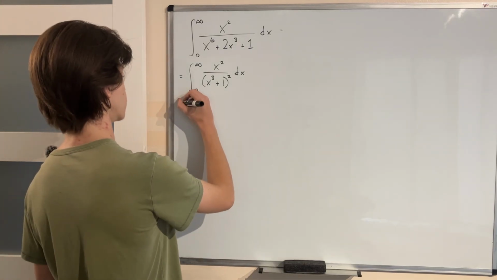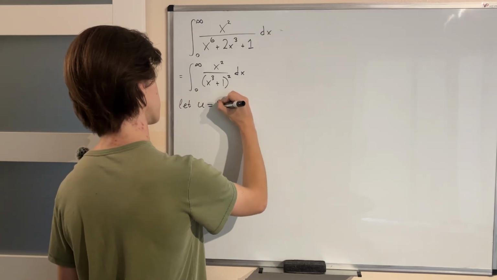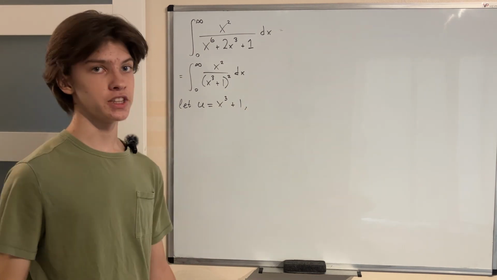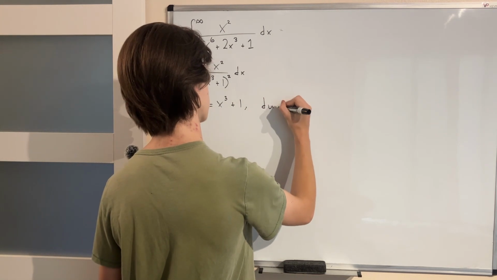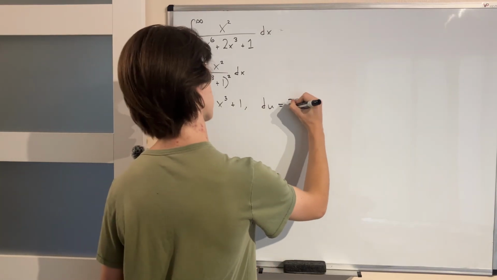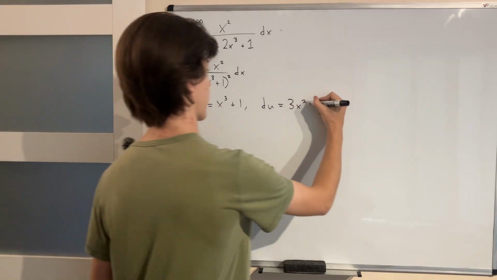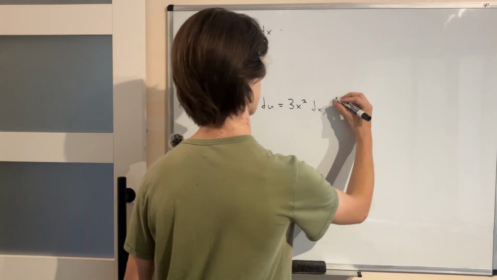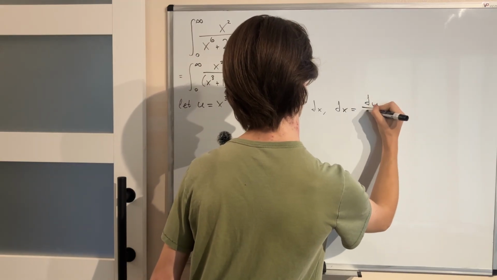We're going to let some new variable, commonly we use u, be this term in the denominator, x cubed plus 1. Then we need the differential of u, so we just differentiate it and use the power rule to get 3x squared, and then the constant becomes 0. And of course we need dx at the end. And so we get that dx is equal to du over 3x squared.